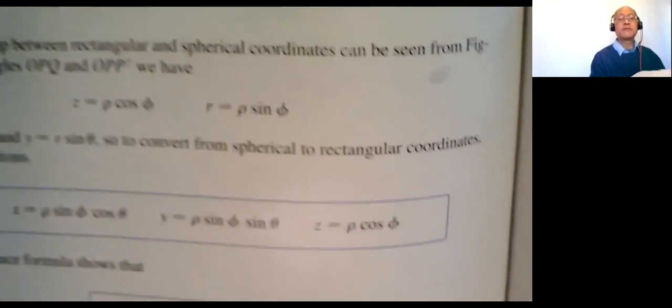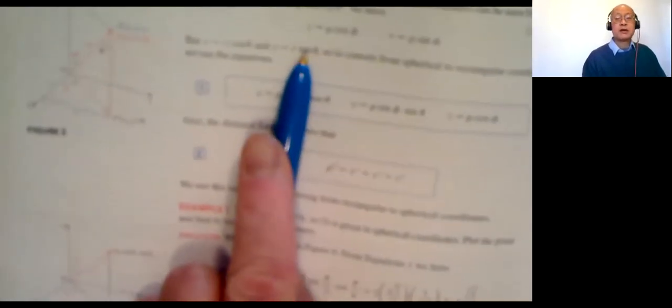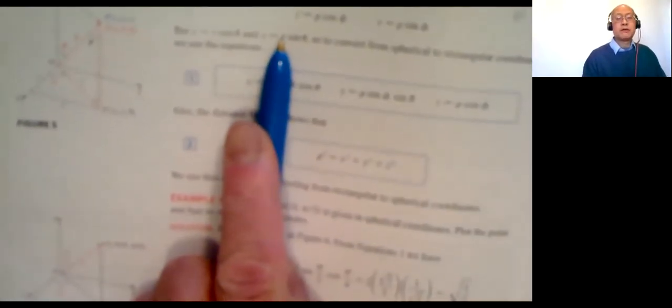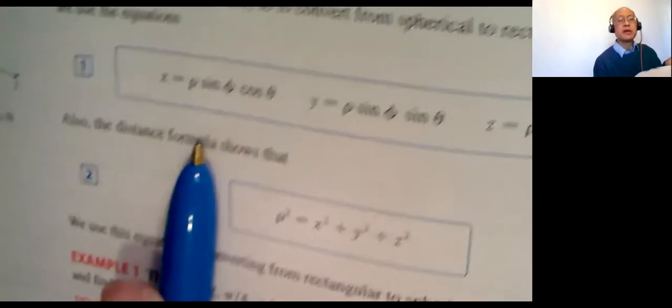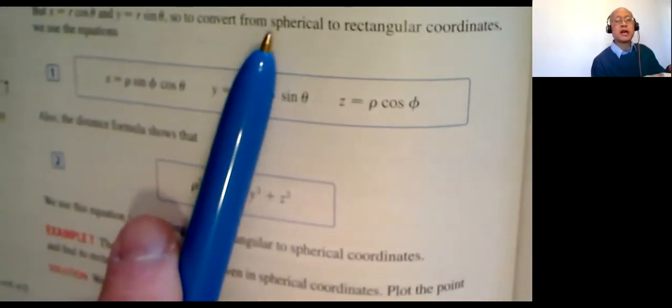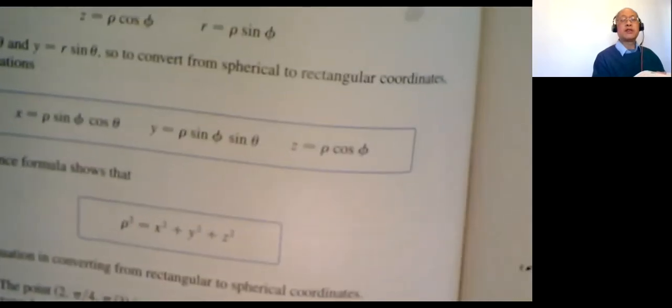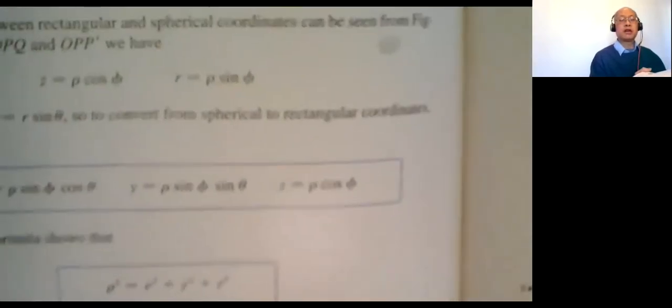Anyway, r is rho sine phi from trig. Now, I know you probably can't see it now, but from polar coordinates, x is r cosine theta. But here's r, rho sine phi. Y was r sine theta, and there's r, rho sine phi sine theta. And z is rho cosine phi.